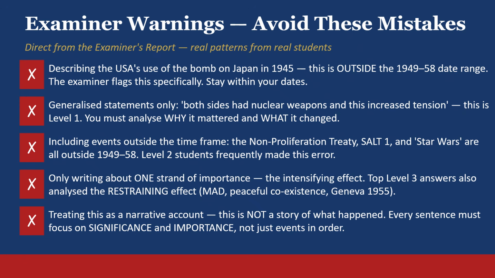Mistake 4 was only writing one strand of importance, describing only the intensifying effect of the arms race and missing the restraining effect, MAD, and peaceful coexistence with the Geneva 1955, limits you to the middle of level 3. It was both strands that were needed for the very top marks. And mistake 5 is treating this like a narrative account. This isn't a story of what happened. Every sentence must be about significance. If you catch yourself just describing events in order, stop and ask, why does it matter? And then write that down.